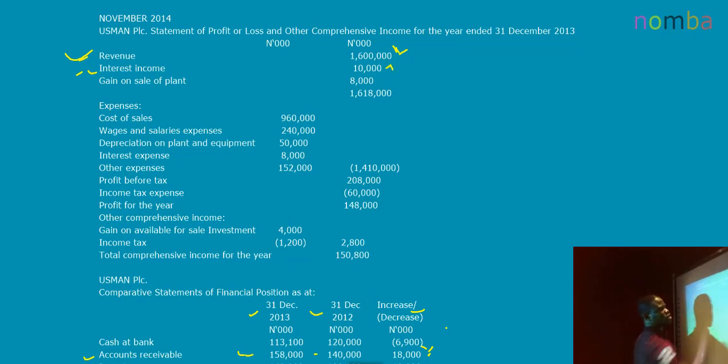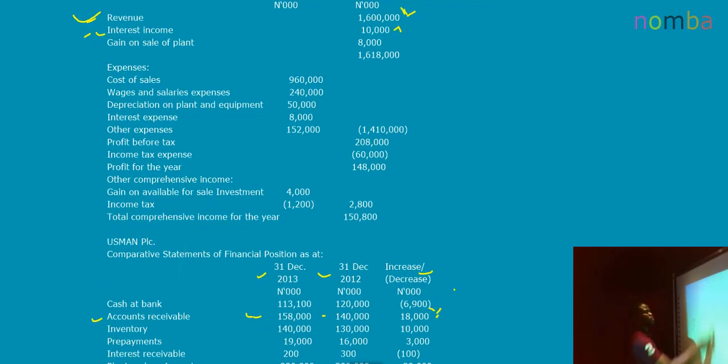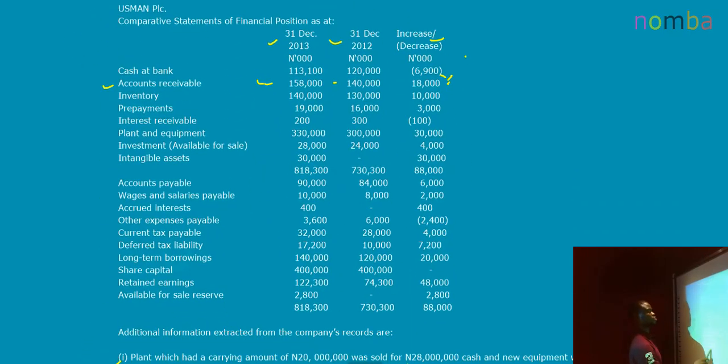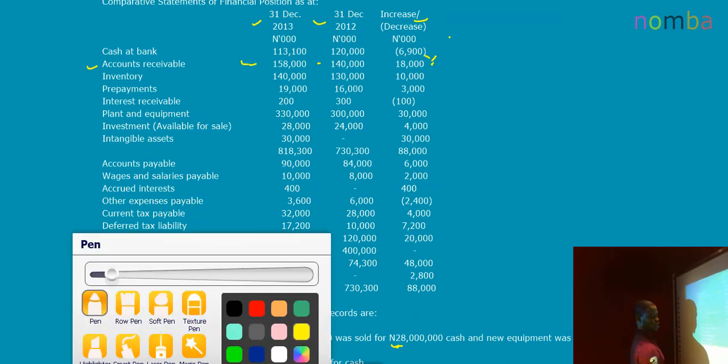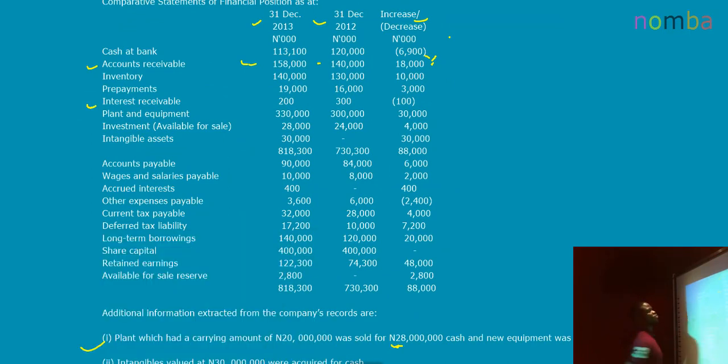From this interest income, what we need is the cash element of it. If there is any portion that has not been paid, it will show in the statement of financial position as interest receivable. As what? Interest receivable. So let's see if we have any interest receivable in our statement of cash flows. Yes, we do. Please look at it very closely.